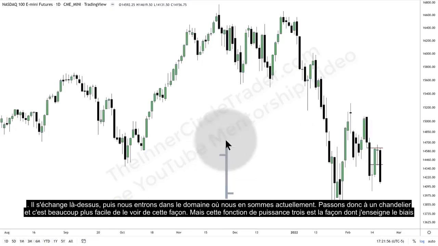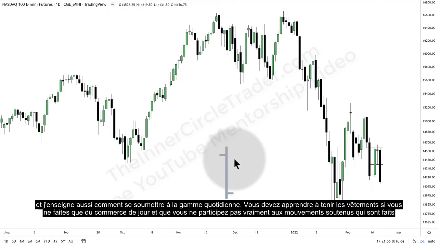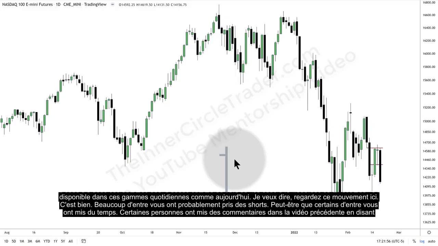But this function of power 3 is how I teach the bias, and I also teach how to submit to the daily range. You have to learn how to hold to the close. If you're going to just day trade and you're not really participating in the sustained moves that's made available in these daily ranges, like today. I mean, look at this move here. That's nice. Many of you probably took shorts. Maybe some of you took longs.